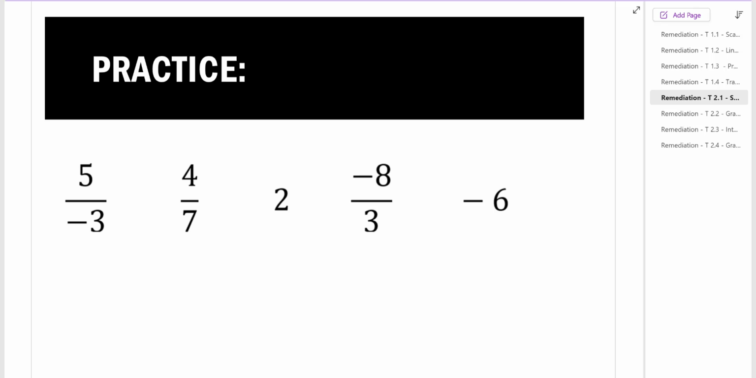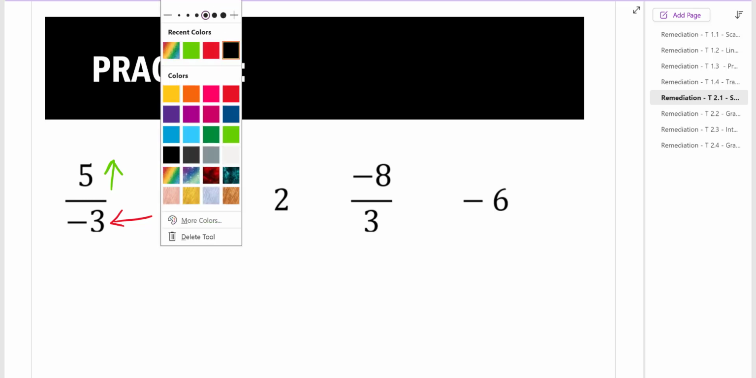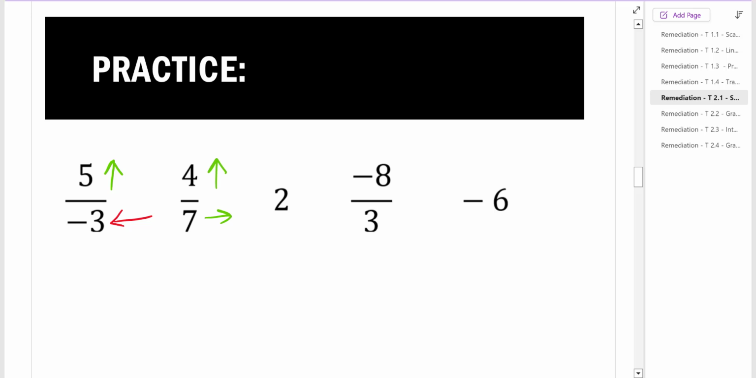All right, now I'm going to give you the answers. So 5 is positive, so it's up. -3 is negative, so it's left. 4 is positive, so it's up. 7 is positive, so it's right. 2, this one is a little bit different. When you don't have a number on the bottom, you have to write it over 1. So now you have a fraction. 2 is positive, so it's up. And 1 is positive, so it's to the right.